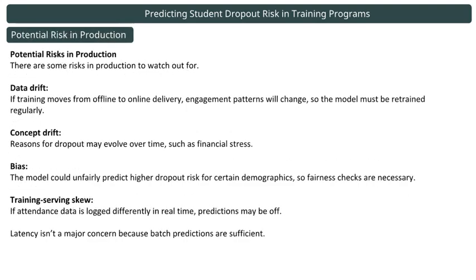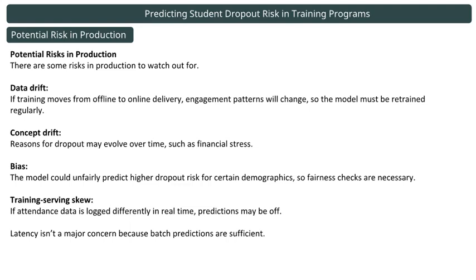Risks in production. First, data drift. If training shifts from offline to online delivery, engagement patterns may change, requiring retraining. Second, concept drift. Reasons for dropout may change over time. For example, students might leave now because of financial difficulties, but in the future, the main reason could be getting other opportunities like a job offer during the course.